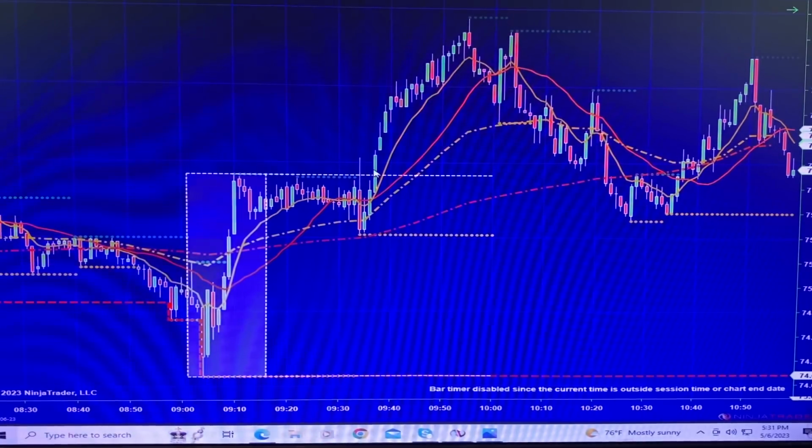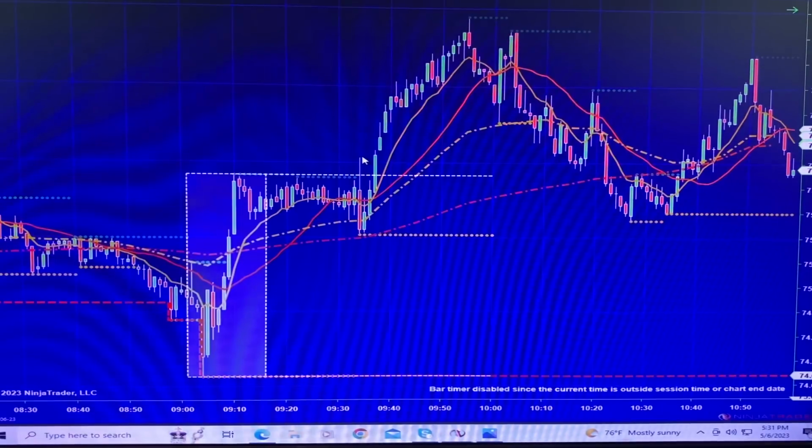The long here was like 75.46. This went all the way to 76.10. I ended up hitting it here, and I never even got my second contract in here. Okay, but this right here is Monday.